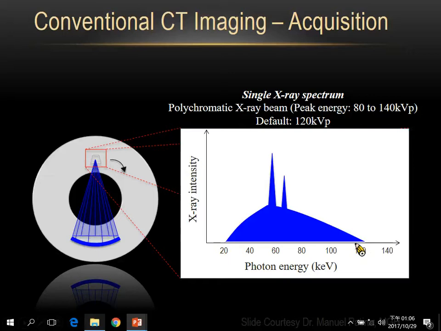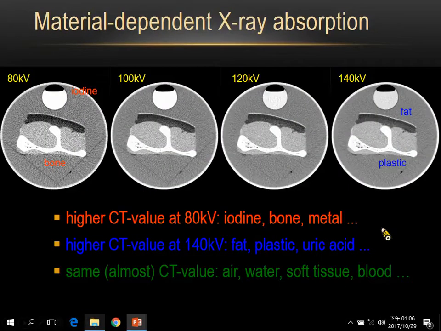Of course, when the electrons hit the anode, only some of this energy is released in the form of X-rays, the rest is released in the form of heat. And so we end up with a spectrum, a broad spectrum like this, where the maximum energy of any X-ray is 120 keV, but we have a broad distribution below. And this will become important a bit later.